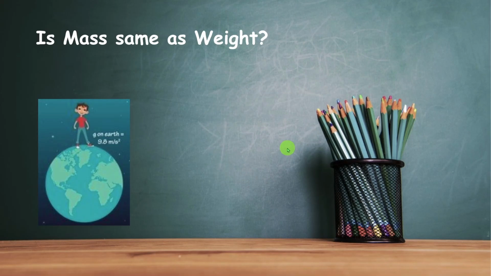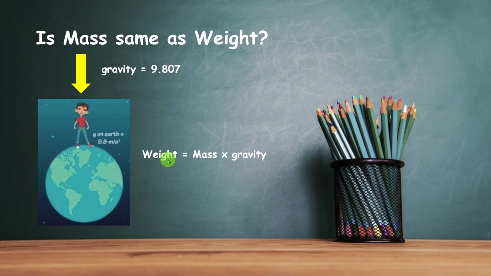Is mass the same as weight? No. Here's why. Let's take this kid for an example. He's standing on the earth. So now we all know Earth has gravity, and Earth's gravity is pulling the boy towards itself. And scientists have figured out that this gravity is equal to 9.807 on Earth. So weight is equal to mass times gravity. Using this information, let's find the mass of a body when the user enters their weight.